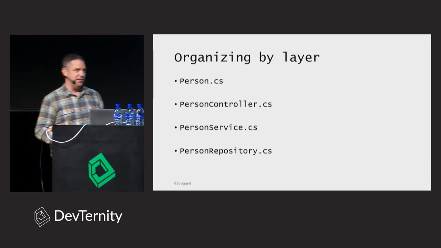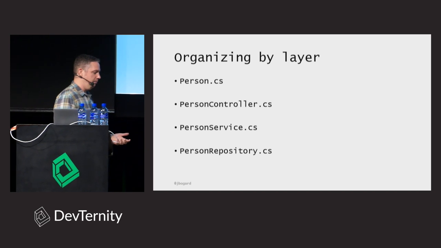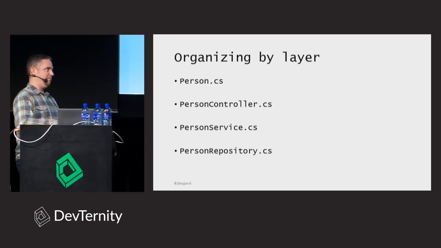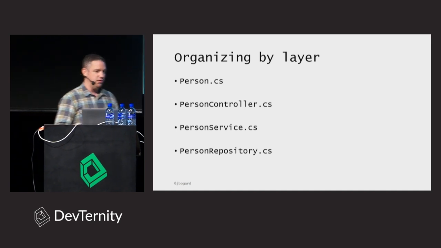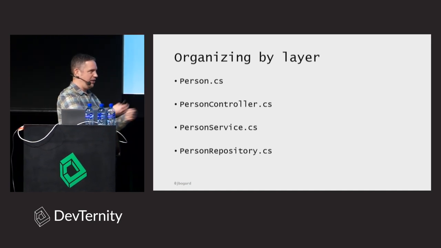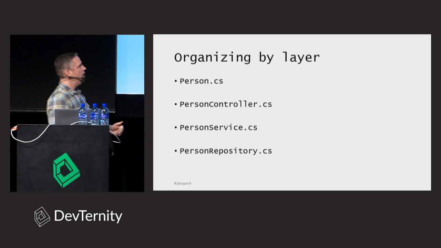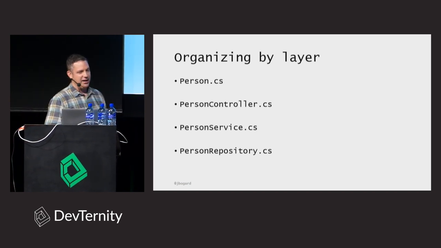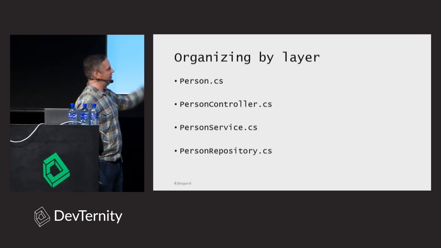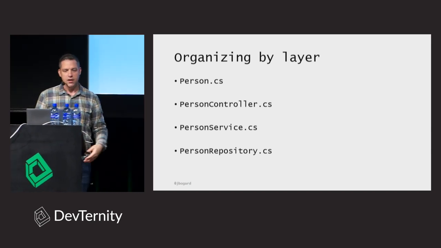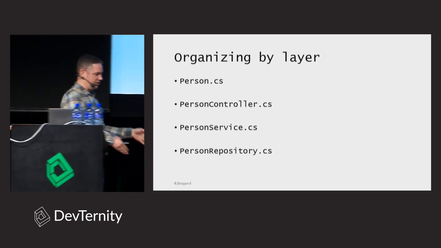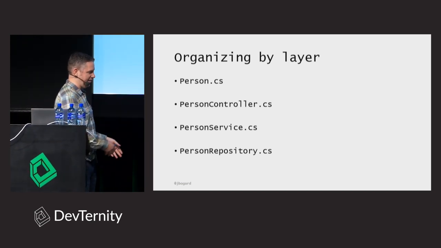So for example, if I had something like a person, in my database, I have a person table. Well, I'd also have a person object that matches that person table. If I need to interact with that in the user interface, there's a person controller. The actual business logic is going to be in the person service. And finally, I encapsulate all the data access in a person repository. And you look at this and like, well, that makes logical sense, right? You have a place for user interface logic, for business logic, and for data access logic.